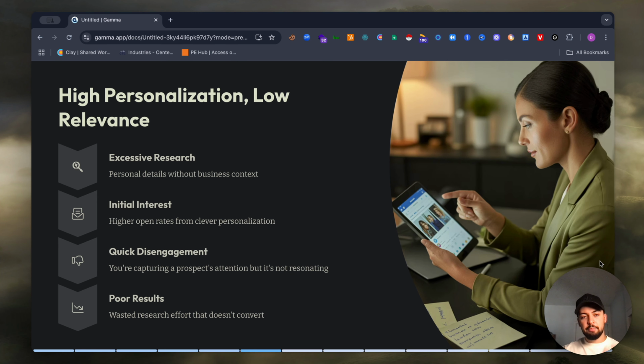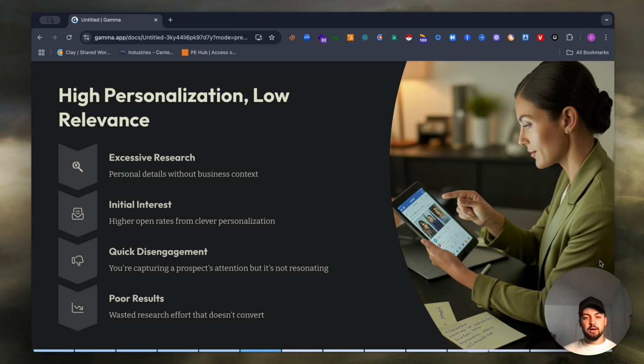So then we've got high personalization, low relevance. What does this mean, right? This is what BDRs or entry-level sales reps do whenever they first get in seat: they research someone's LinkedIn profile, they try to find information about them, for example, what their job title is, what company they work for, and then maybe what school they went to, where they graduated from, and then they personalize their email copy based on that, right?